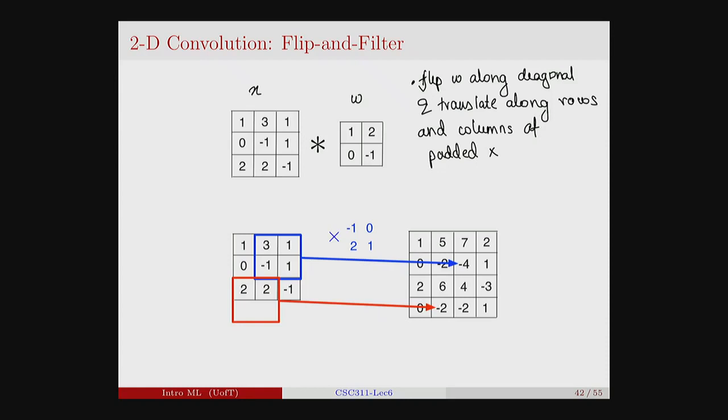So if your W represents the probability of identifying a right angle in this image, and if this was the input image, then this might tell you the probability of there being a right angle in the top left portion of the image. This might tell you the probability of a right angle in the top right portion of the image, and so on.